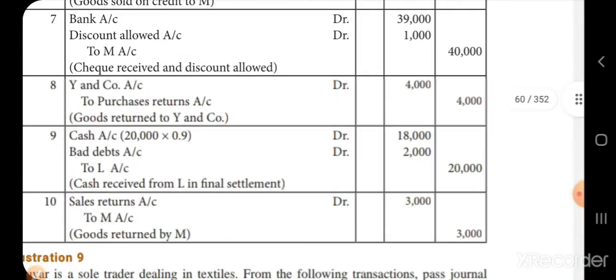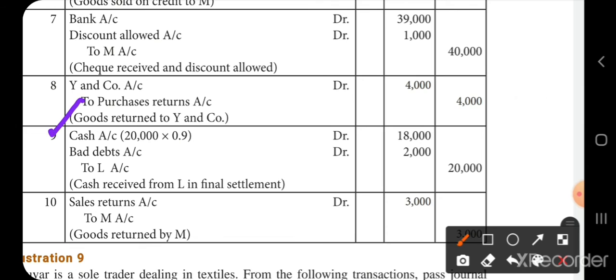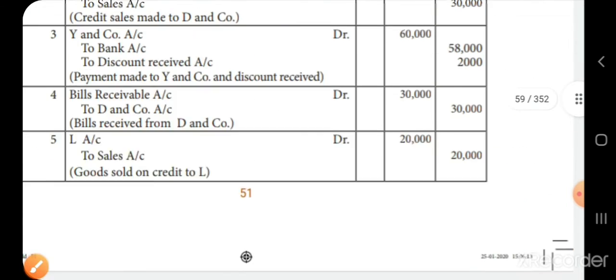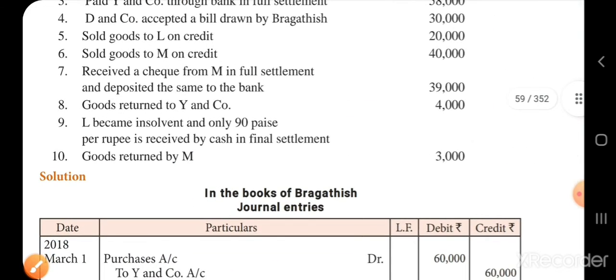Cash account debtor 18,000. Bad debts account debtor 2,000. To L&T company 20,000. The last transaction, goods returned by M.